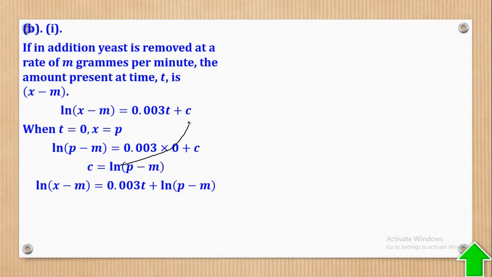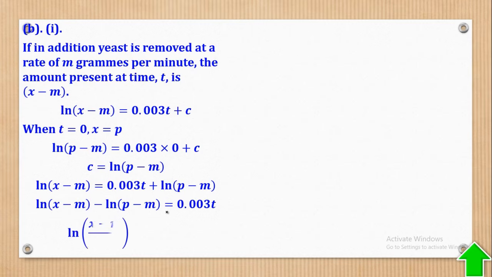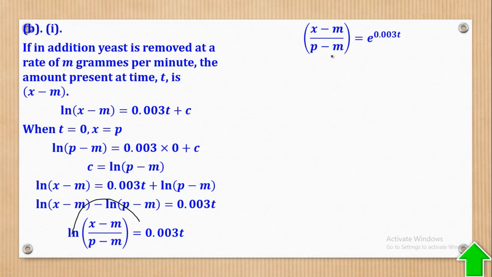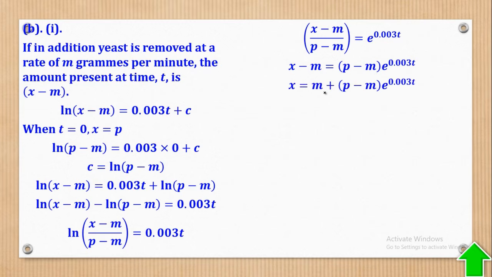So bring this one and put it back here to come up with this line. Take this one this side to come up with that line. And then this minus this is the same as this. So anti-ln gives you this step. We take the ln this side, it becomes an exponential. So cross multiply will come up with this expression, and therefore x will be equal to that.